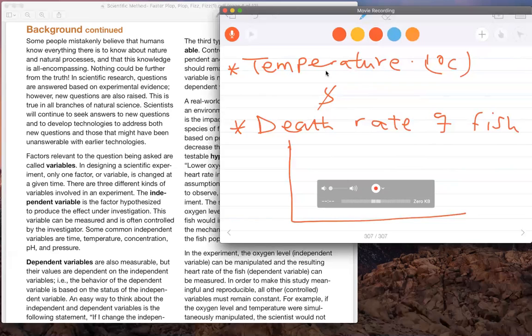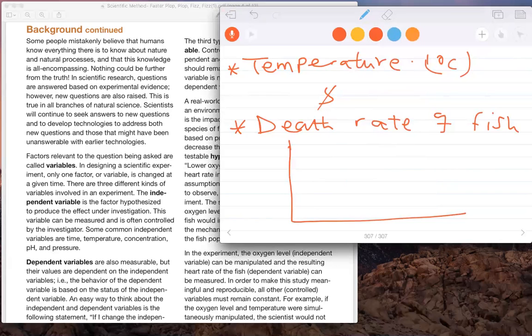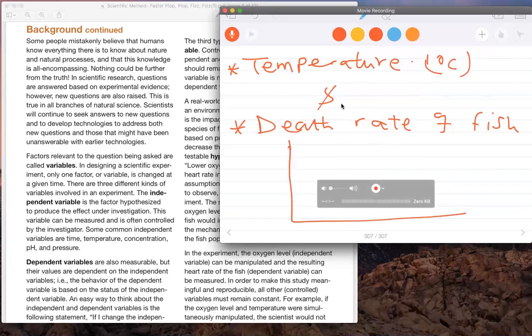If the temperature goes all the way to 200 degrees Fahrenheit, a lot of fish will die because of lack of oxygen. So the temperature does not depend on the death rate of the fish in a pond, but the rate depends on the temperature of water.